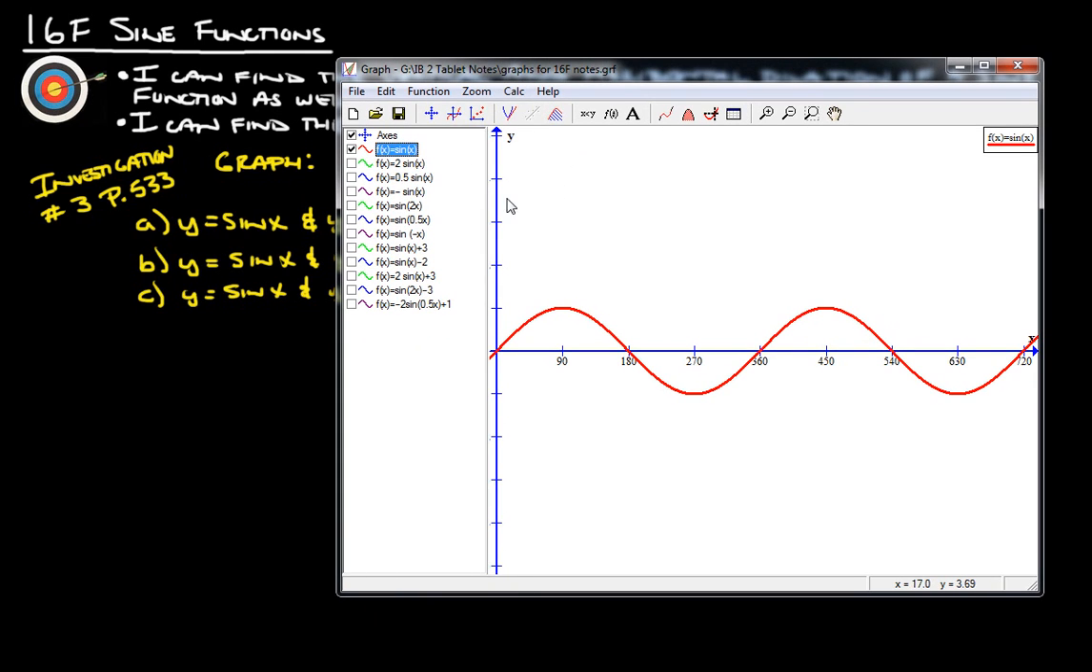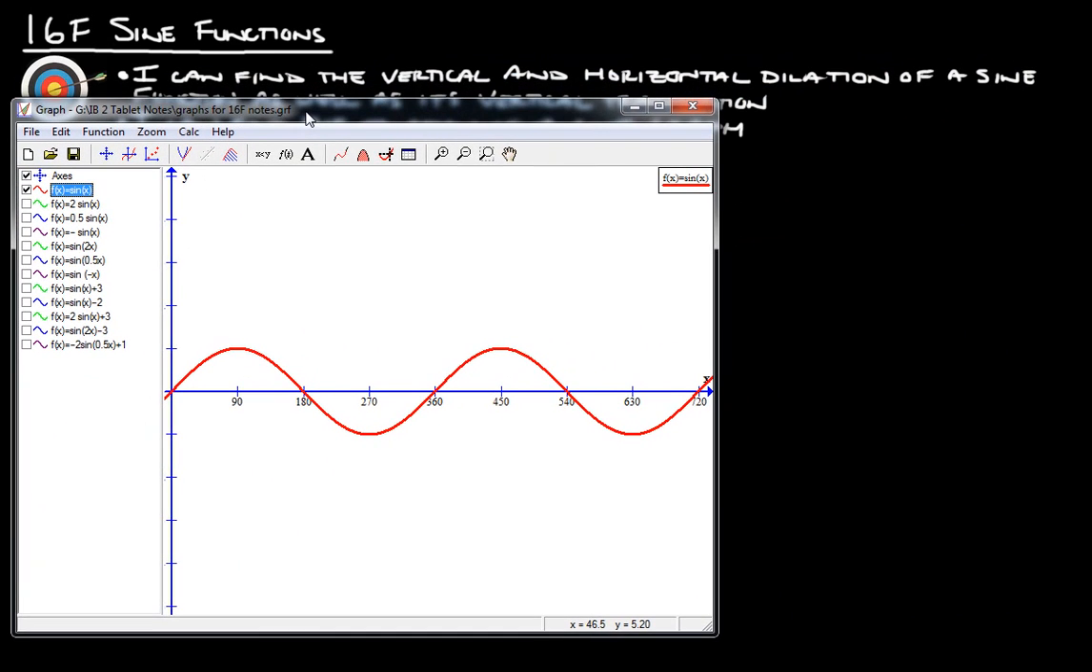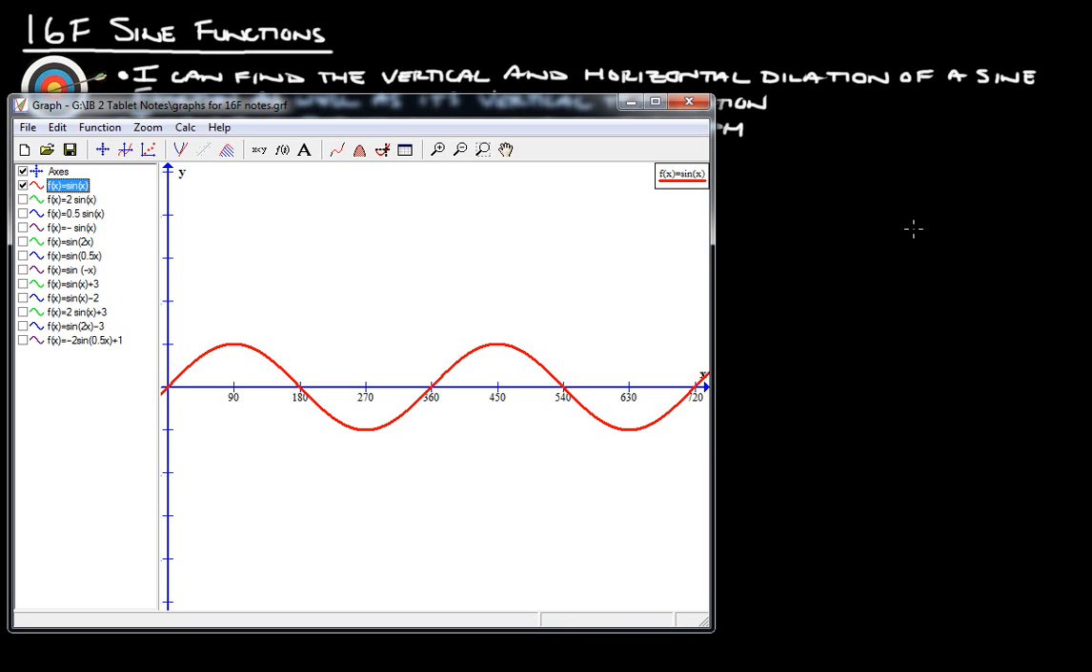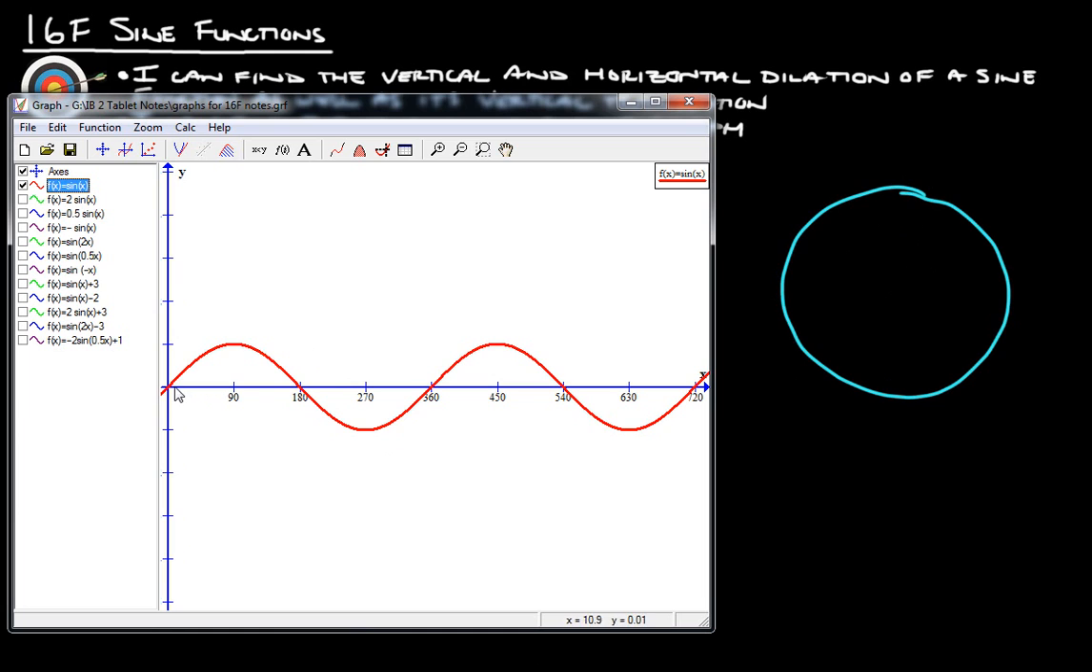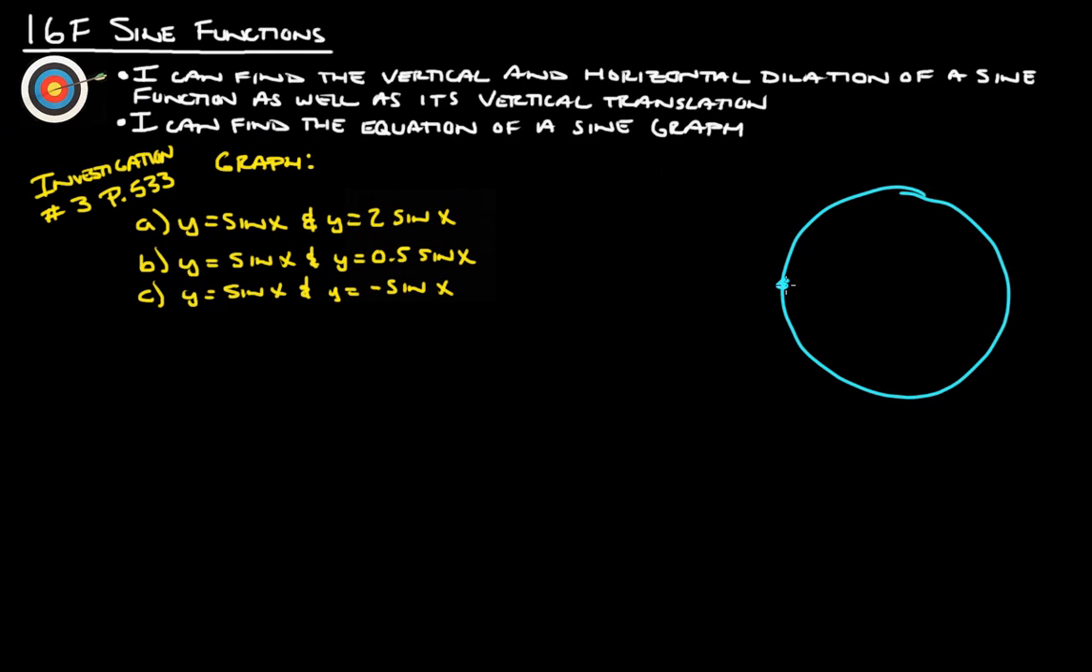Now, if we compare this to the last section, 16E, that was the Ferris wheel problem. If you remember, we had the Ferris wheel, and the guy got on down here. This is your start, where he is going to start for a sine curve. So that's 0 degrees, and then here's 90 degrees, here's 180 degrees, and then here's 270 degrees, and then this is also 360 degrees because we're back at the beginning.